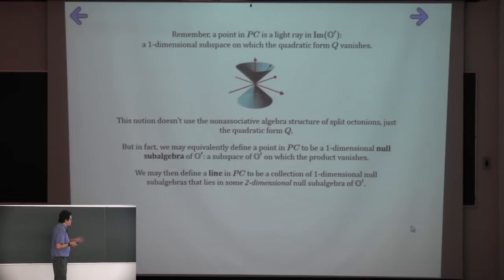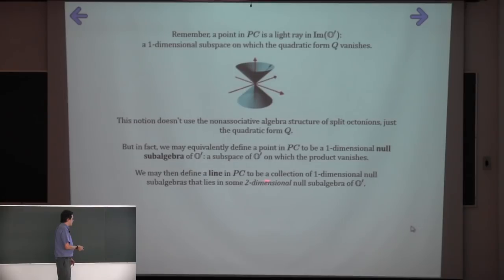And one way to do that is to redefine points in a more fancy-sounding way. So we could define a point to be a one-dimensional null subalgebra of the octonions. So it's a one-dimensional subspace on which the octonion multiplication vanishes. For the ordinary octonions, they're a normed division algebra, so you're not going to find any one-dimensional subspaces on which the multiplication vanishes. But here we have this quadratic form of signature 3,4, or signature 4,4 on the original split octonions. So funny things can happen. And in particular, there can be subalgebras on which the product just completely vanishes.